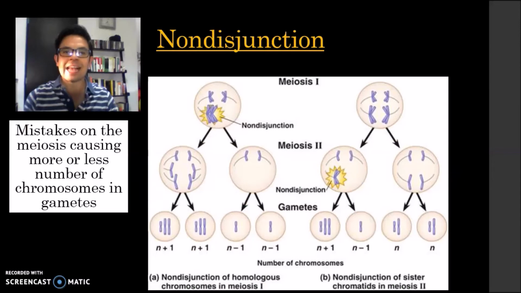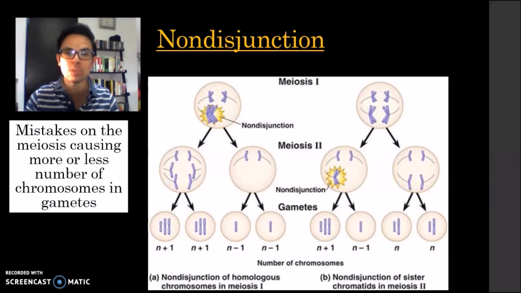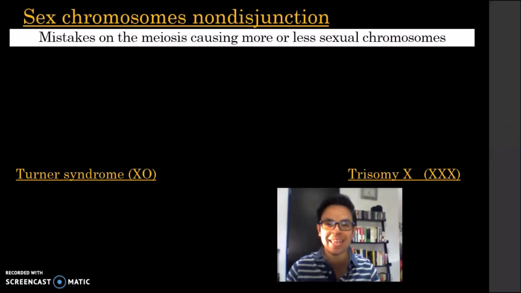The next type of mutation or alteration that we will see today is non-disjunction. It can happen in sexual chromosomes or in autosomes. What is a non-disjunction? It's when the cell has a mistake in meiosis and the gametes will have more or fewer chromosomes than they are supposed to. In this case, we will have gametes with not just one copy of each chromosome, but probably more or fewer chromosomes than normal. Let's talk about sexual non-disjunction. Remember that this could happen in both types of chromosomes. Sexual non-disjunction is when we have more or fewer sexual chromosomes.